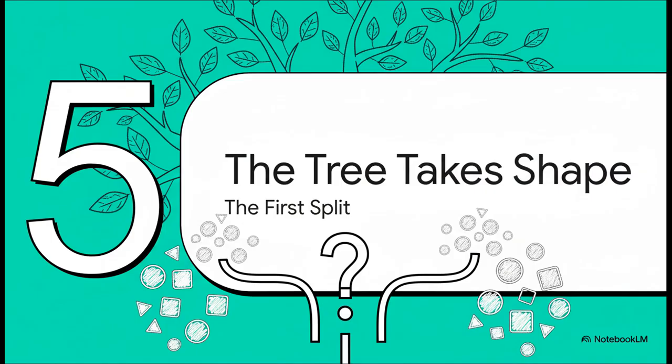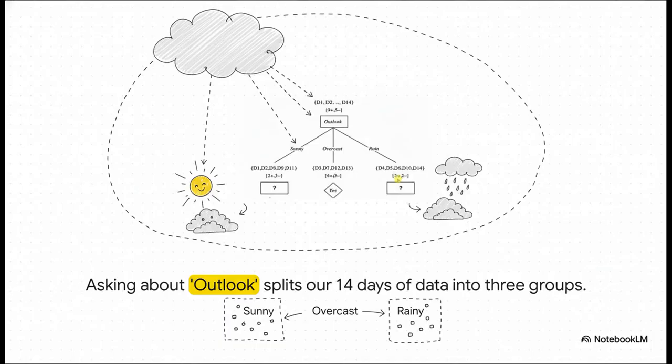Okay, we've got our first question. Now let's see how this actually starts to build our tree. Let's look at what that very first split in the data looks like. And here you go, it's perfect. Just by asking about the outlook, we've split our 14 days of data into 3 neat little piles, all the sunny days together, all the overcast days, and all the rainy days. Suddenly, our problem is way, way simpler.